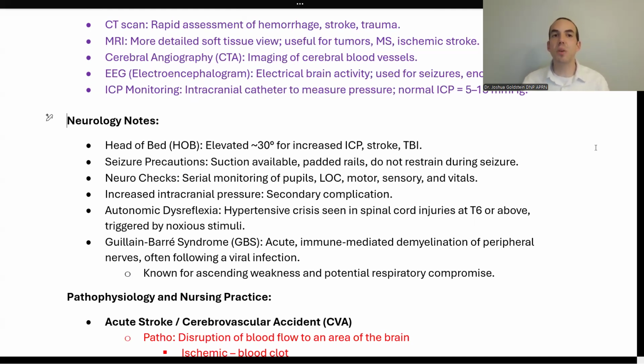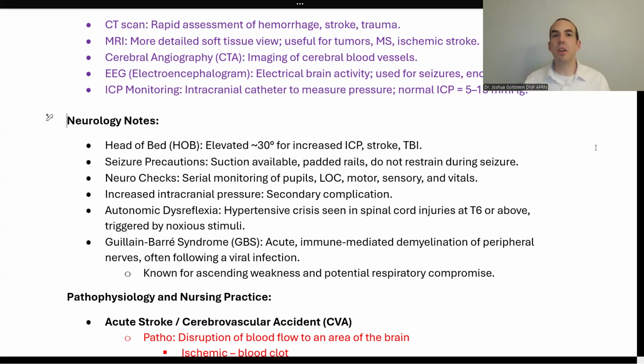A CTA, cerebral angiogram, is where we get imaging of the cerebral blood vessels. This isn't really something we do very often in the acute setting for trauma, but we might do this for other things where we suspect that there's some sort of cardiac issue going on in the brain, not cardiac meaning heart, but cardiovascular meaning the vessels.